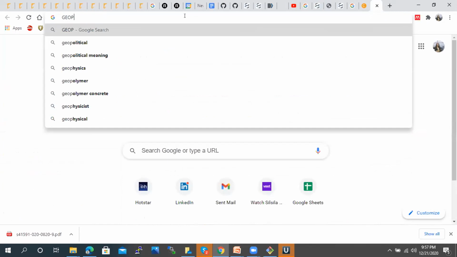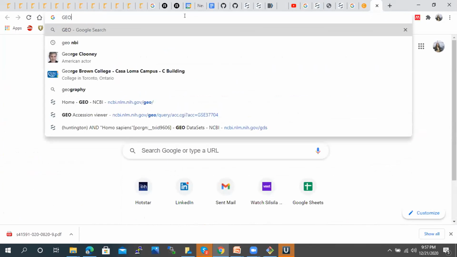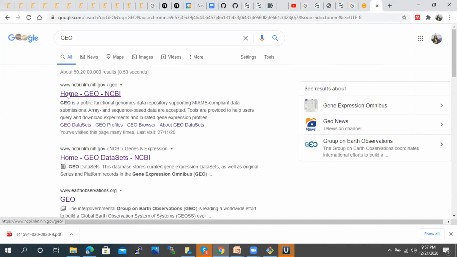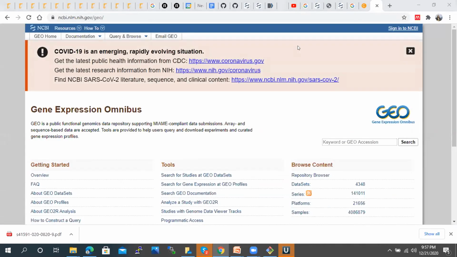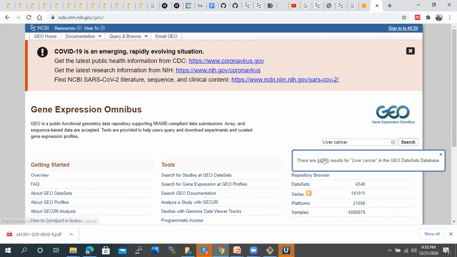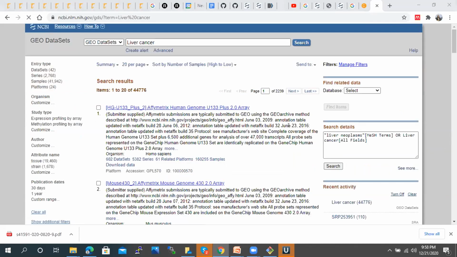So let me take you to the platform. If you are on this platform, and for example you are interested in liver cancer, depending upon your research interest, you can make that query. Once you have created this query, you will find all these numbers, and just click on this number.